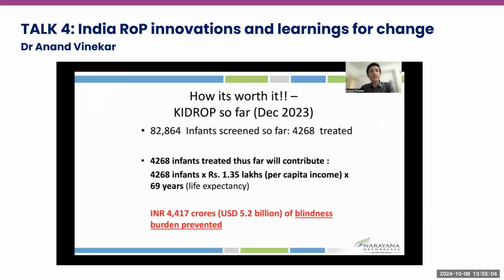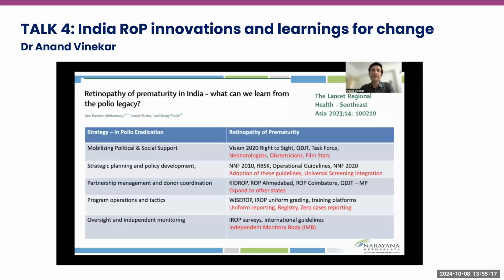Well, let's look at the impact that we can make by multiplying the number of babies we have prevented from blindness into the per capita income, into the life expectancy using the WHO formula. We have approximately prevented around $5 billion of blindness. But this may seem like a large number, but it's only a small drop in the ocean.